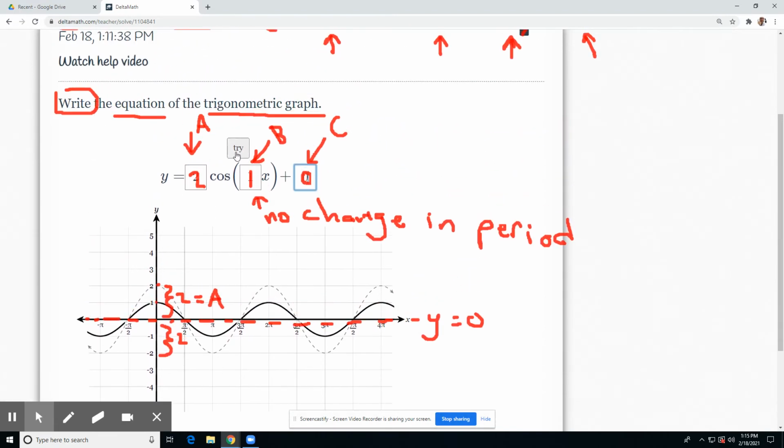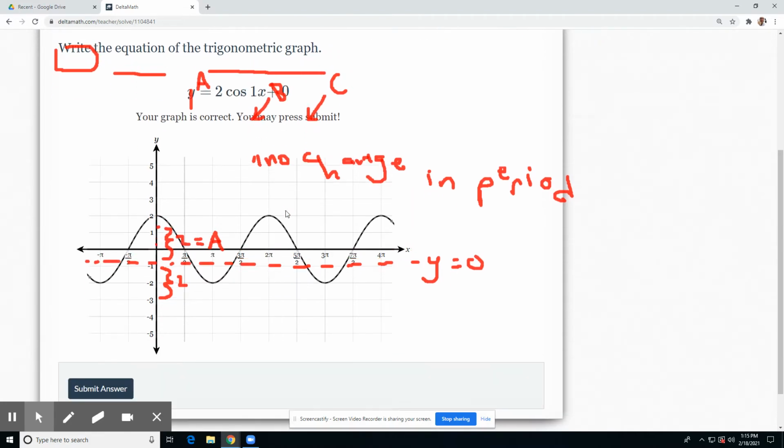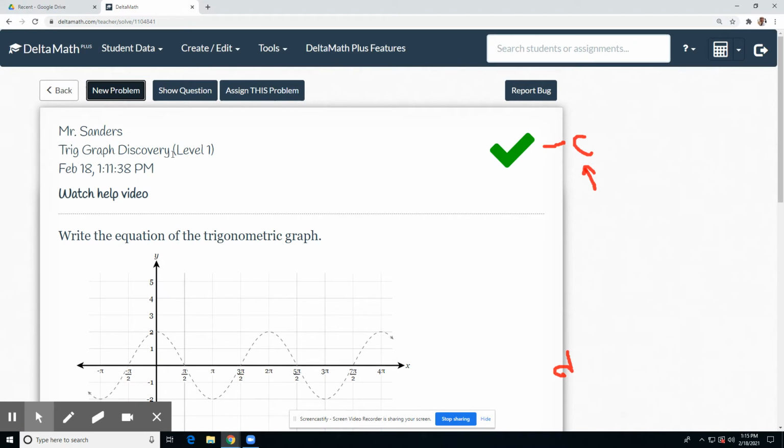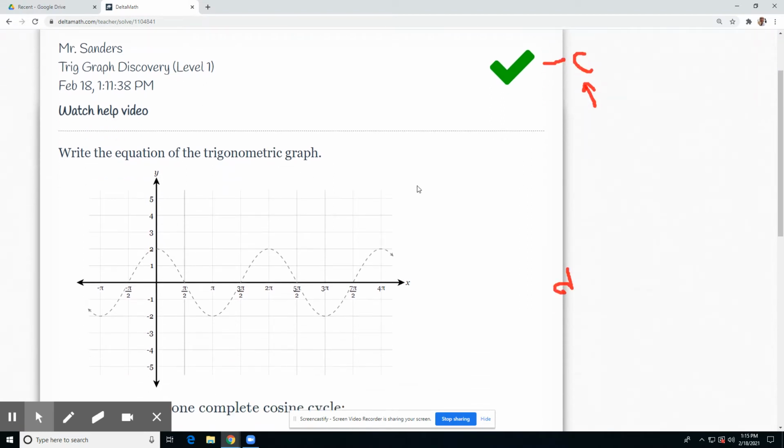Let's see, answer it all and try. All right, and there it goes. It fits right on it. Okay, submit answer. So you can also kind of experiment. That's what the discovery method means. But basically, if you can, using the generalized form of a trig graph to match it is your best strategy.